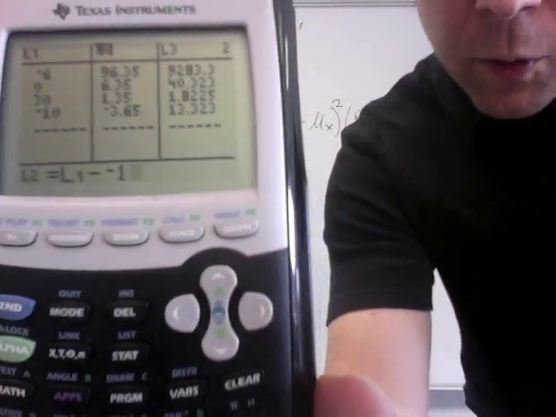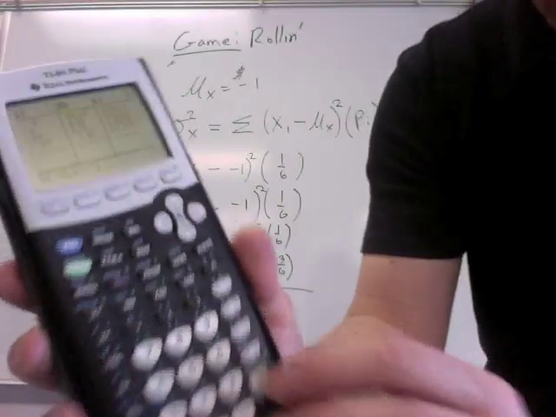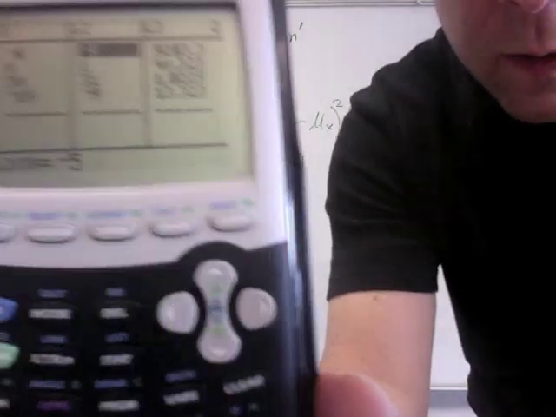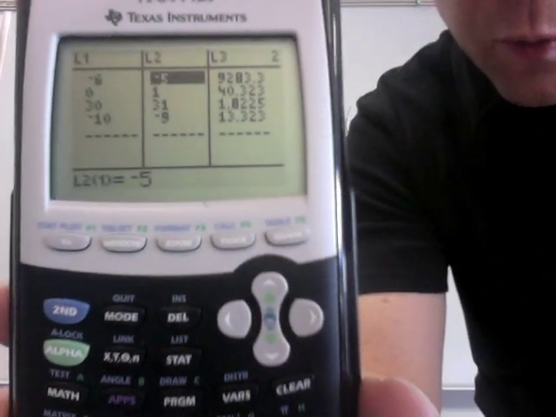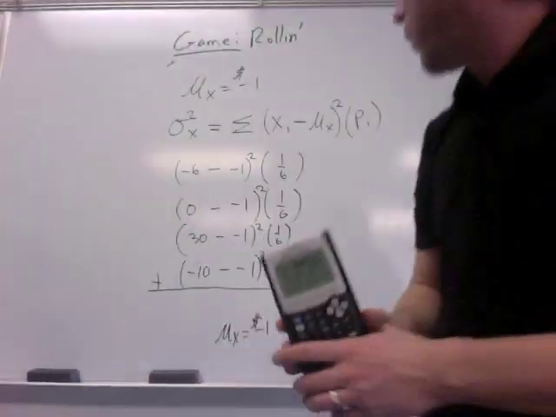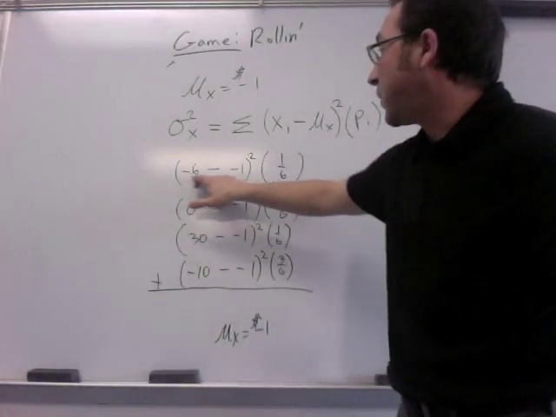I'll go to the very top and do that. Hit Enter, and you can see that it's already done the subtraction. So far, I've got List 2 all typed in.